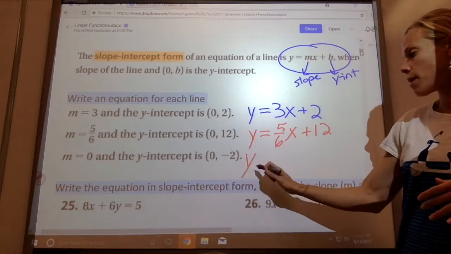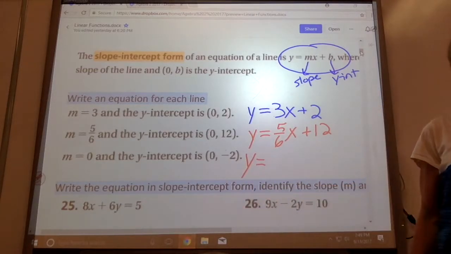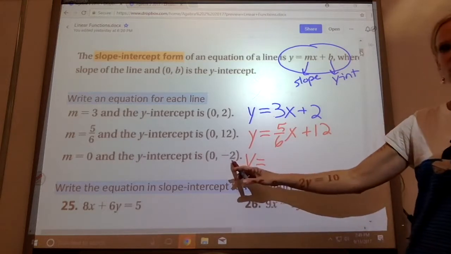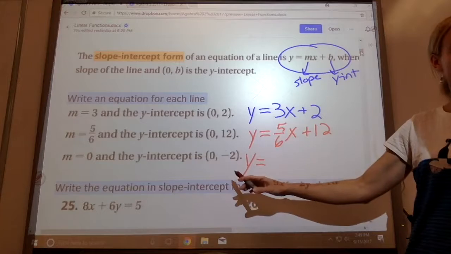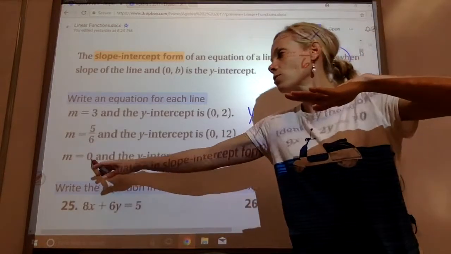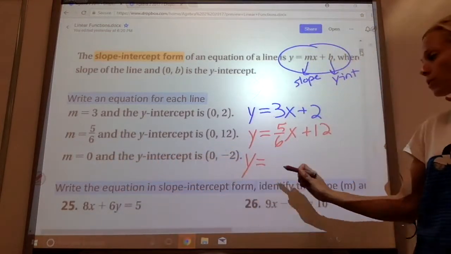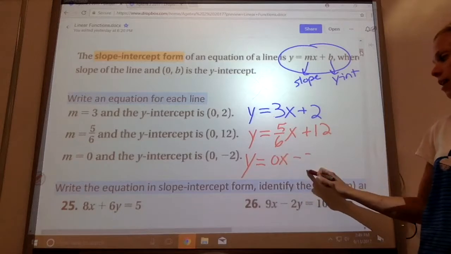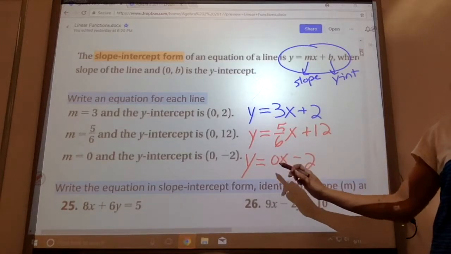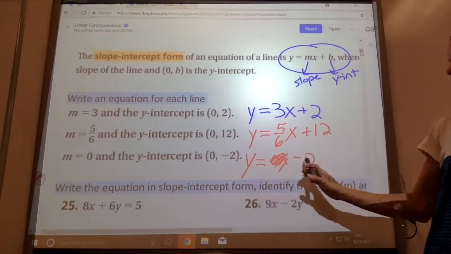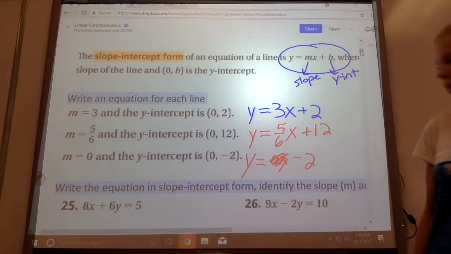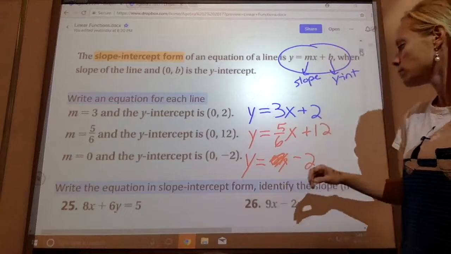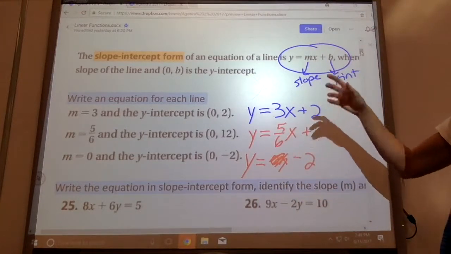This one would be what? My slope is 0, and my y-intercept is -2. What kind of line is that? Horizontal or vertical? Horizontal lines have a slope of 0. So even if you did put the 0 in for x, that's okay, because you're going to notice 0 times anything is 0, so y equals -2. You'll still get the right answer. And then you can also look at a graph and write it.